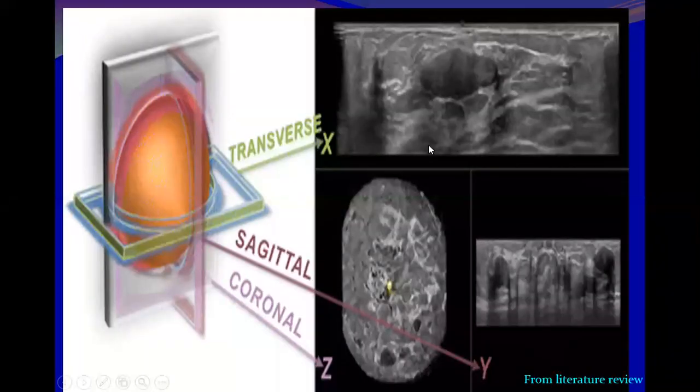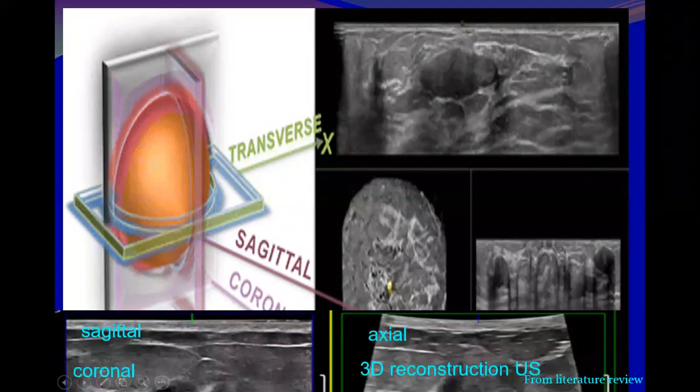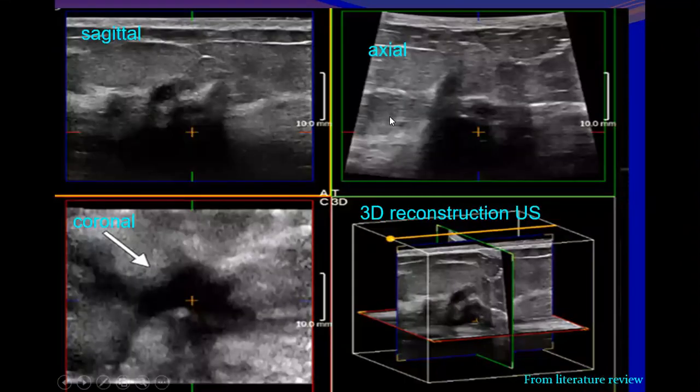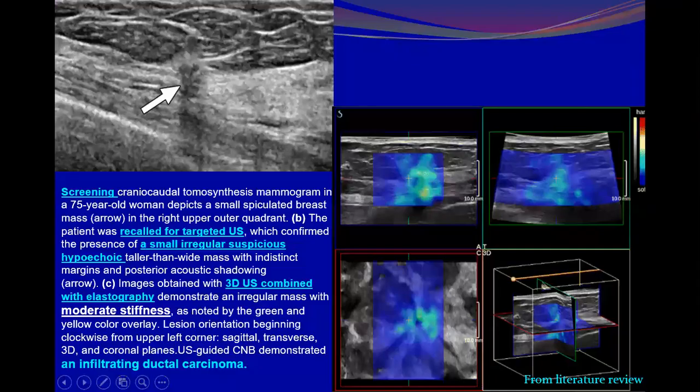And this is the acquired image, in the transverse, the axials, and in the sagittal, as well as in the coronal. This is the breast. You see, these are the three planes. The image will be taken in those planes, the sagittal, the axials, coronal, as well as the 3D reconstructions, and all preserved in the system for the radiologist to interpret it.